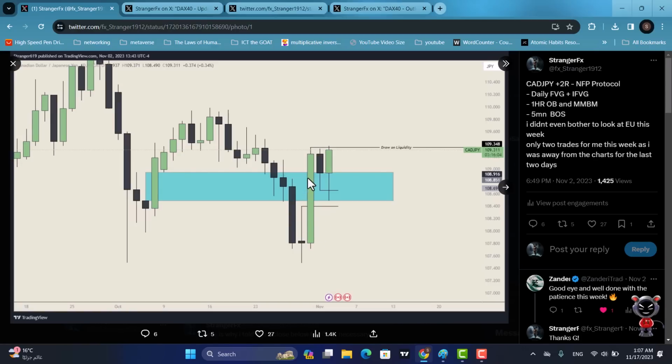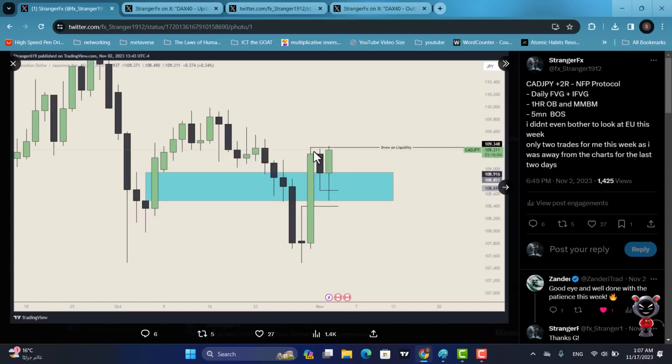And as you can see, it failed, and we pierced through it one more time. Now we're going to use it as what? Support. So again, should this inverted fair value gap right here act as support? Is there a reason for it to push price to the upside? We do have a reason for it. We have all this pool of liquidity right here, failed swings, right?